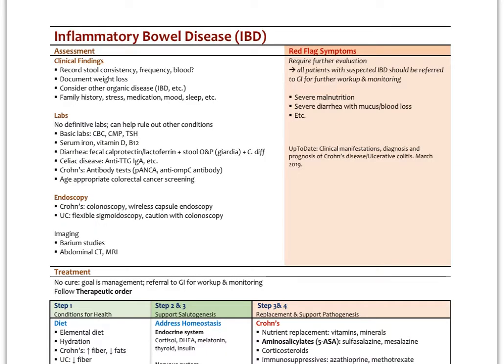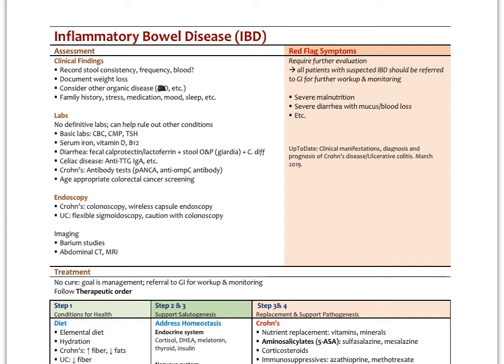So for our assessment for IBD, we'd be looking for clinical findings. We'd record our stool consistency, frequency, blood, document any weight loss, and consider other organic disease. We were talking about IBD, so we don't need to put that in there. And then, this would be celiac disease, really. We'd want to rule that out. And then looking at any family history, the effects of stress, medication, mood, and sleep again.